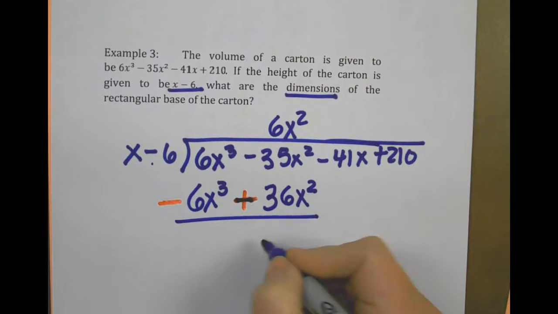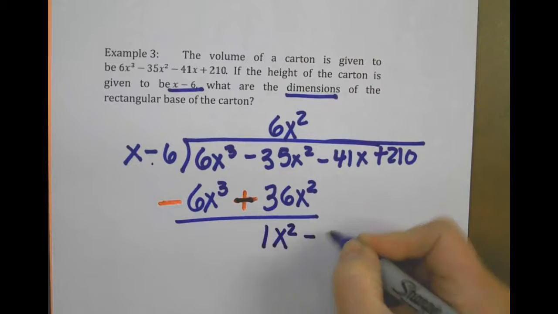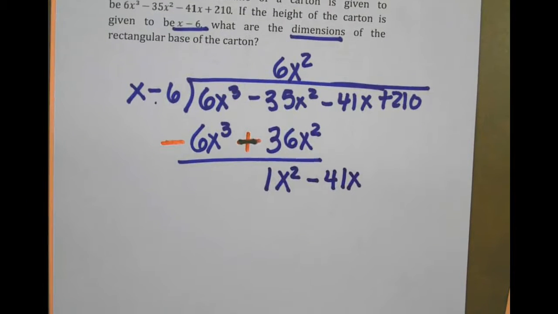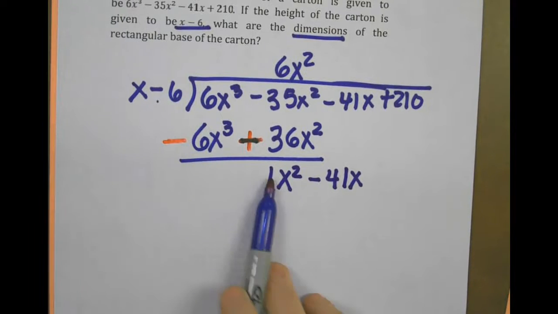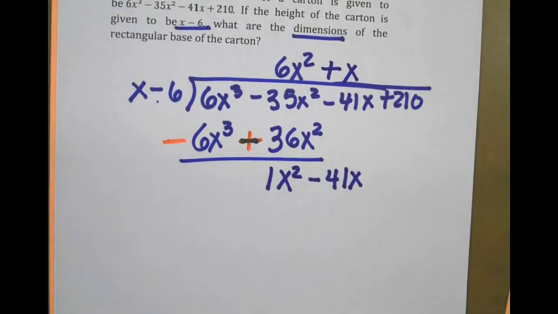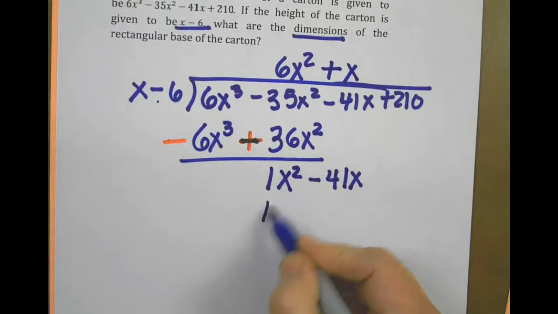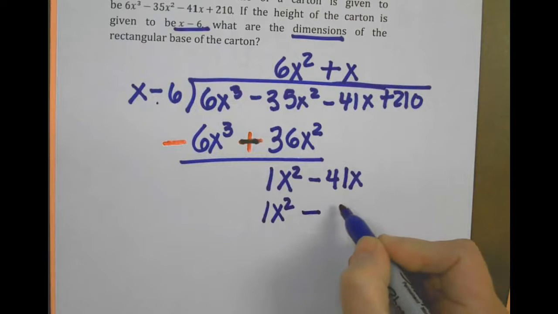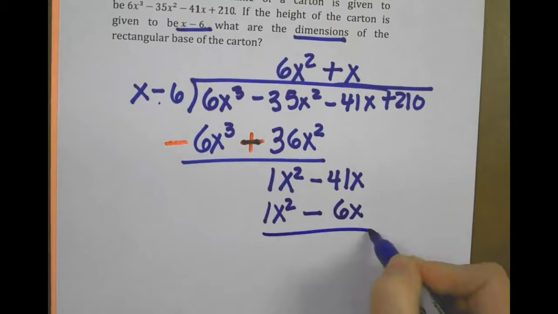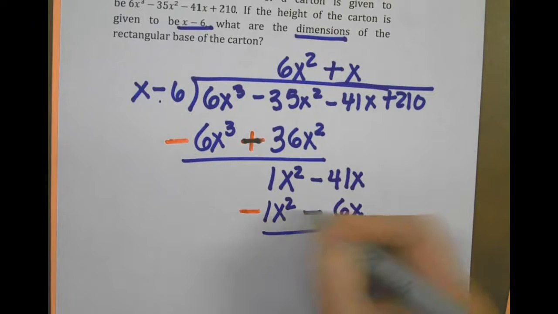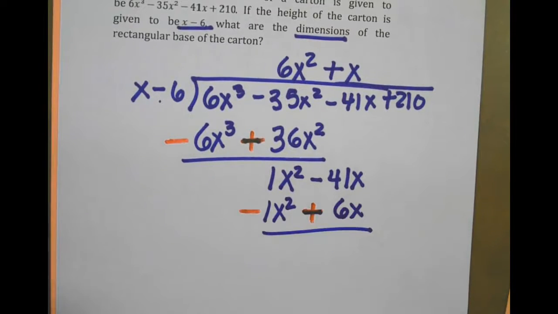So that's going to be 1x squared minus 41x. So I need to multiply by x, or 1x. X times x is 1x squared. X times negative 6 is negative 6x. Subtract. Subtracting is the same as changing the signs and adding up the columns. The ones cancel.